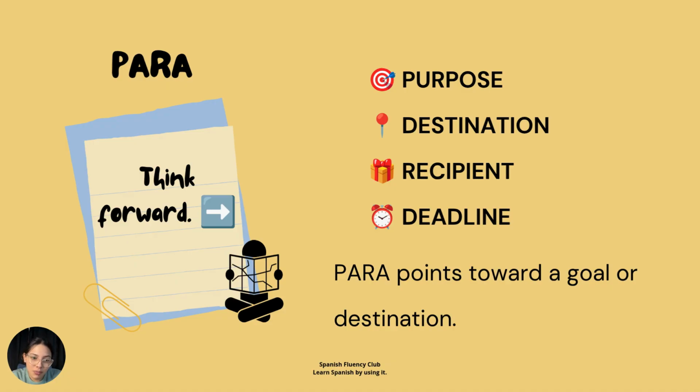We talked about por, now let's move to para. This time I want you to imagine an arrow pointing forward. Para often points toward something, a purpose, a destination, a recipient, or a deadline. So instead of asking, why does this happen? We're often asking, where is this going? Or what is this for? Let's look at each one, okay?